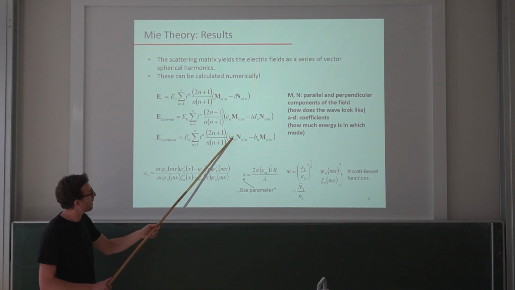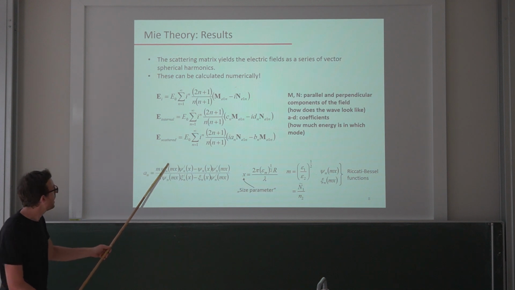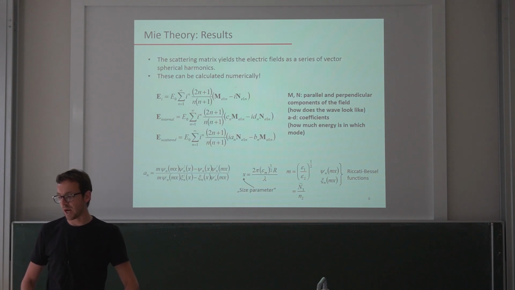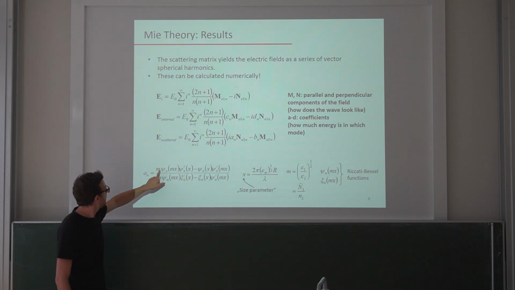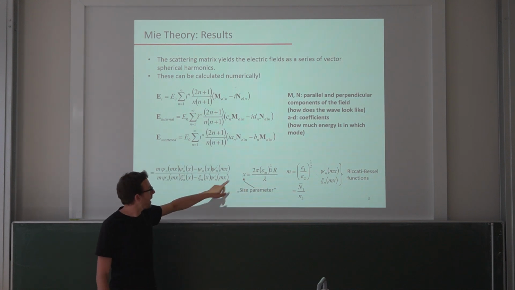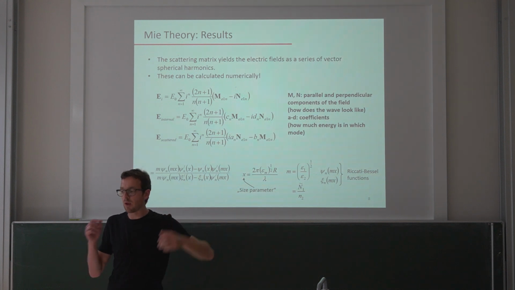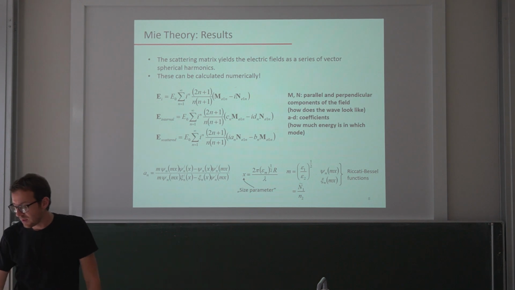And you have these parameters here, a and b, these coefficients, and these actually specify the wave and the size. In this a here, for example, are encoded functions to describe the wave, and these are functions of x, and x is a size parameter. So you see x has a contribution of the radius here, and of lambda, which is the wavelength that you use.